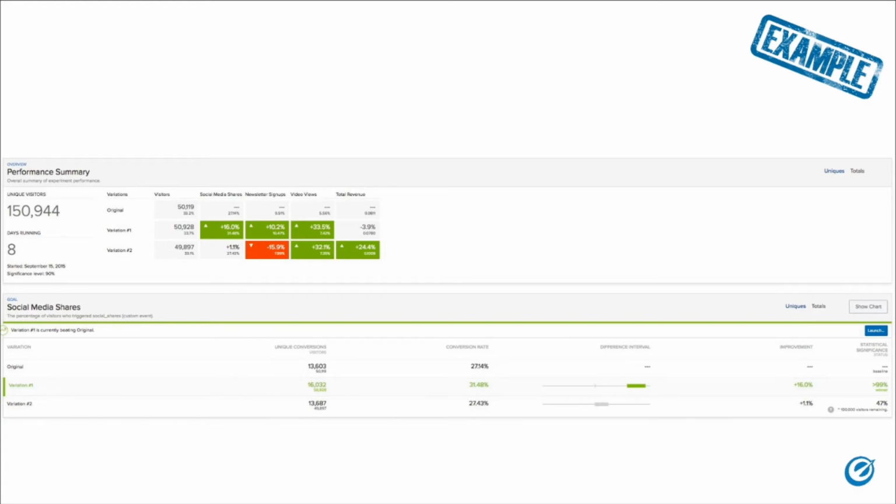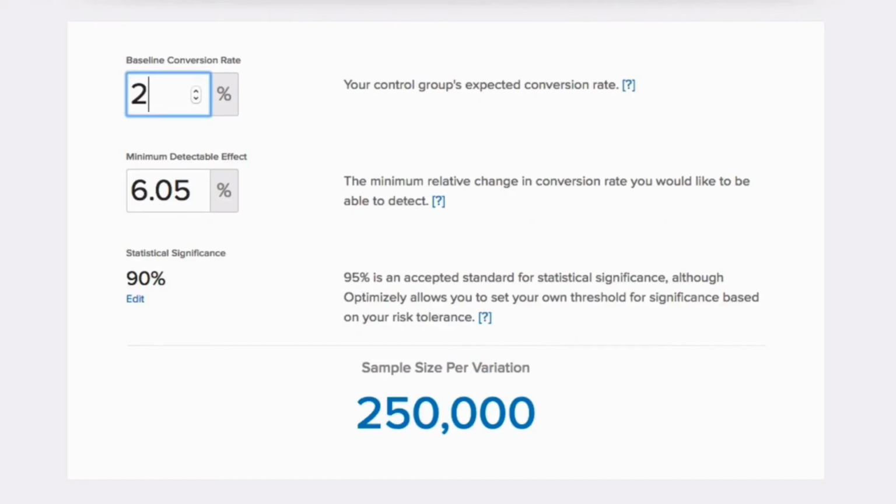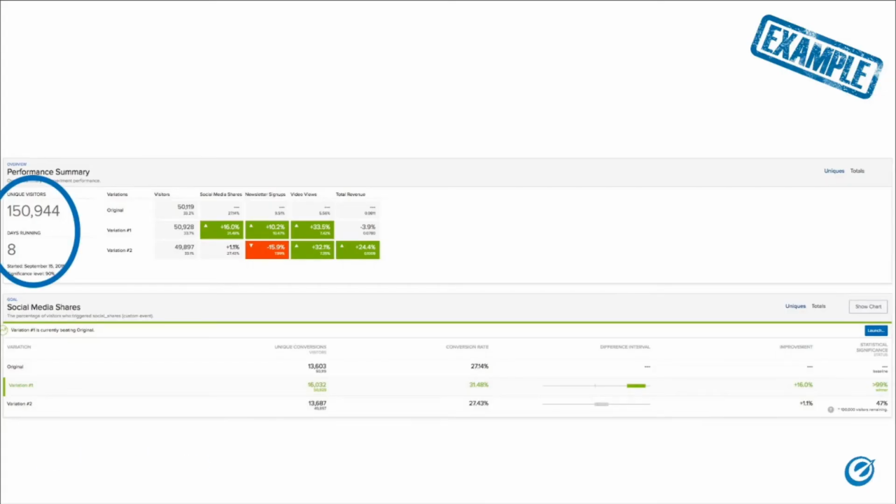If we take those numbers to the calculator, we see that in order to get a statistically significant answer for variation 2, provided that the conversion rate doesn't fluctuate, we need about 430,000 visitors per variation, which is about 1.3 million visitors in total. With the current rate of visitors to the experiment, it will take over 2 months.